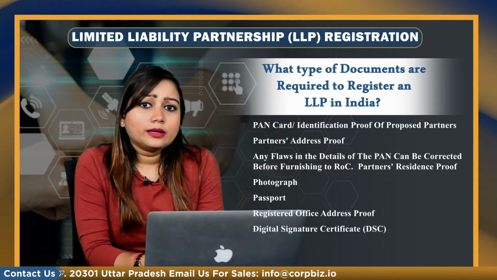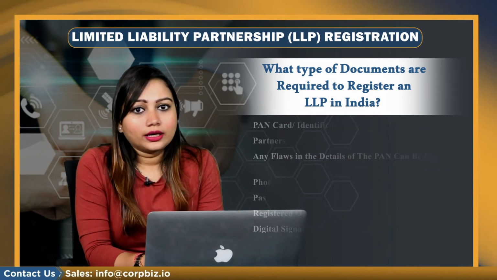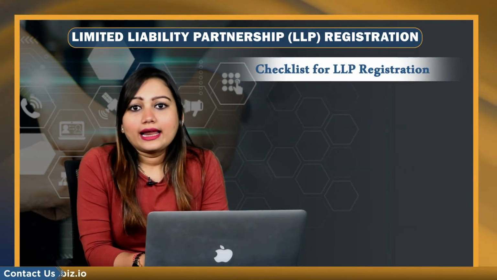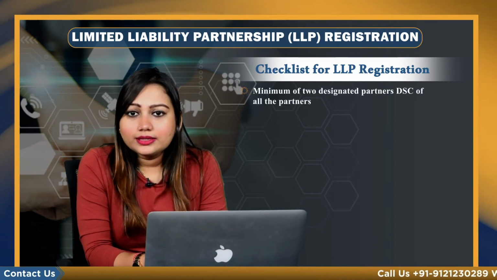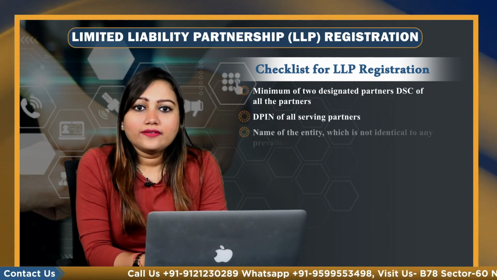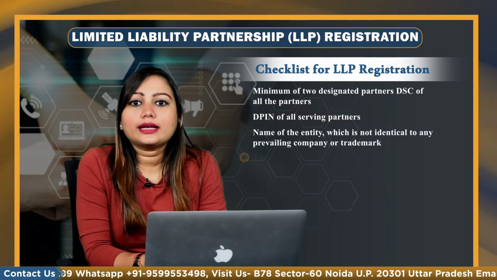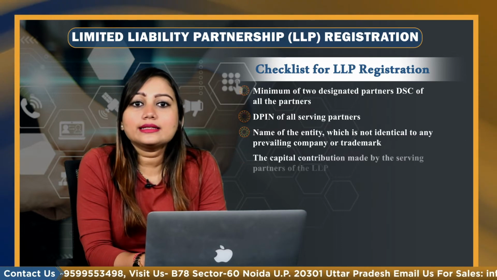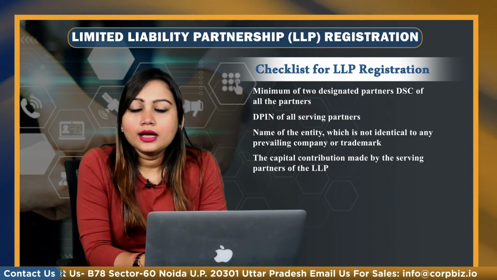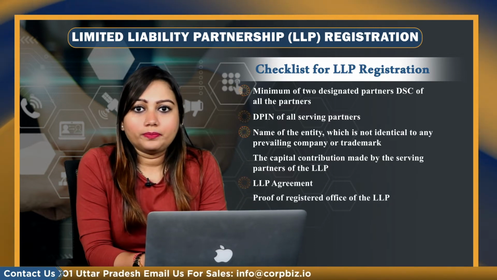One of the designated partners must hold DSC for signing the documents electronically. Coming to the checklist for LLP registration, it requires a minimum of 2 designated partners, DSC of all the partners, DPIN of all serving partners, name of the entity which is not identical to any prevailing company or trademark, the capital contribution made by the serving partners of the LLP, LLP agreement, proof of registered office of the LLP.